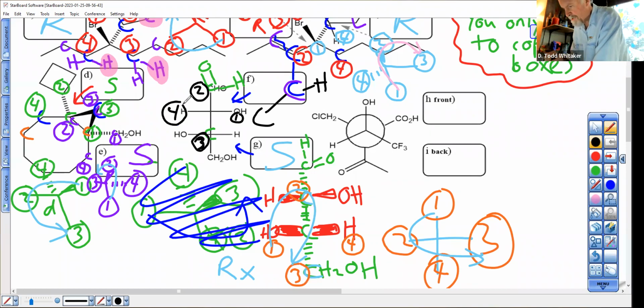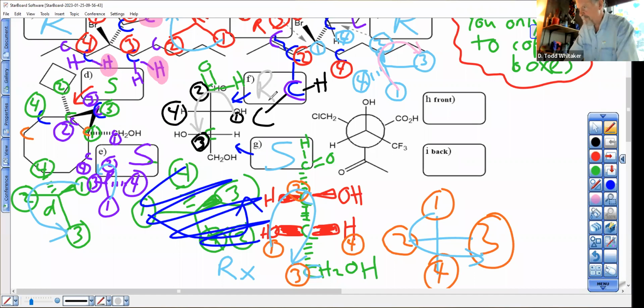If you connect 1, 2, and 3, you get the wrong answer. How do I know it's wrong? Because the number 4 is on what kind of a bond when it's horizontal? Wedge. If you connect 1 and 2 and 3 and the 4 is on a wedge, the answer is wrong. S is wrong. Therefore, the answer is R.